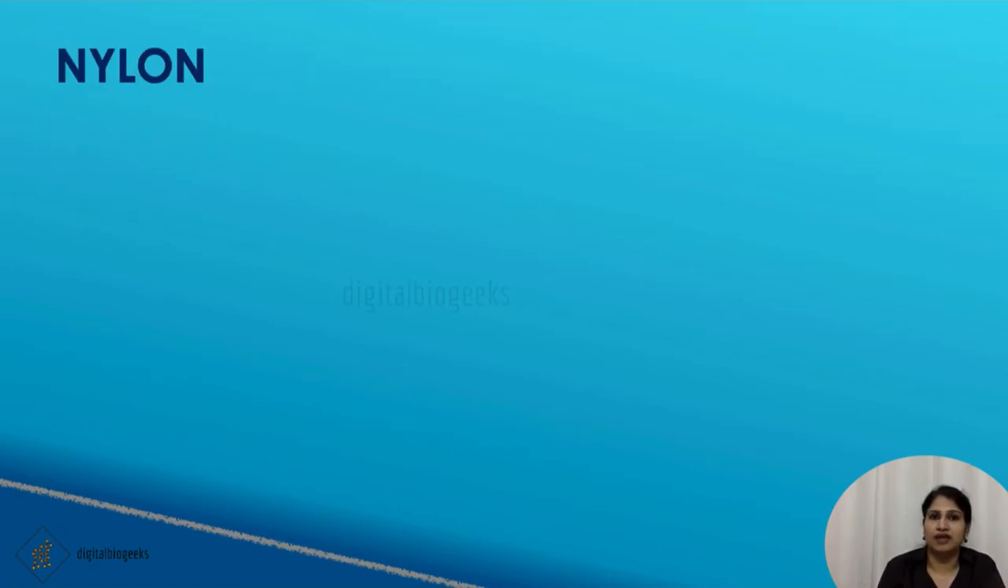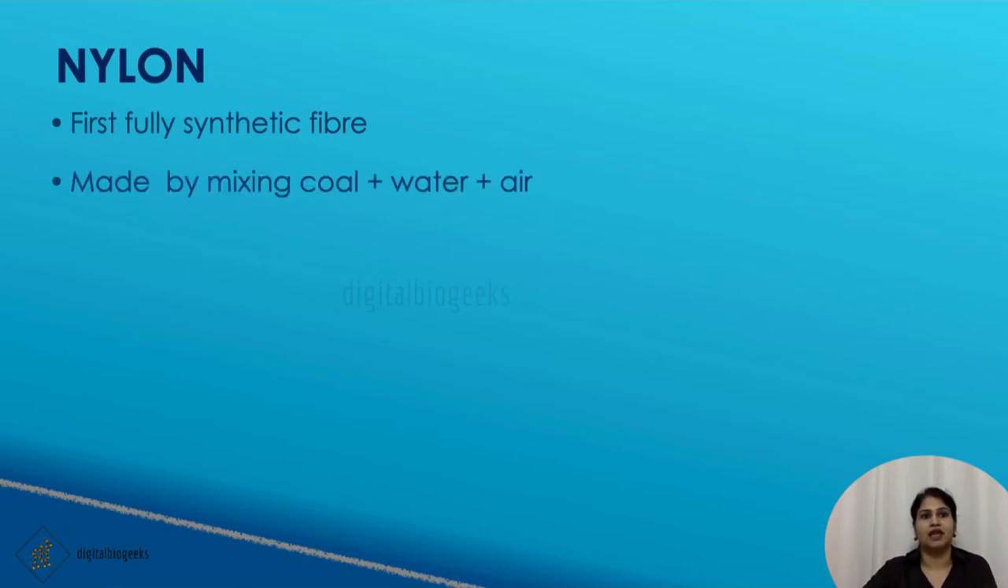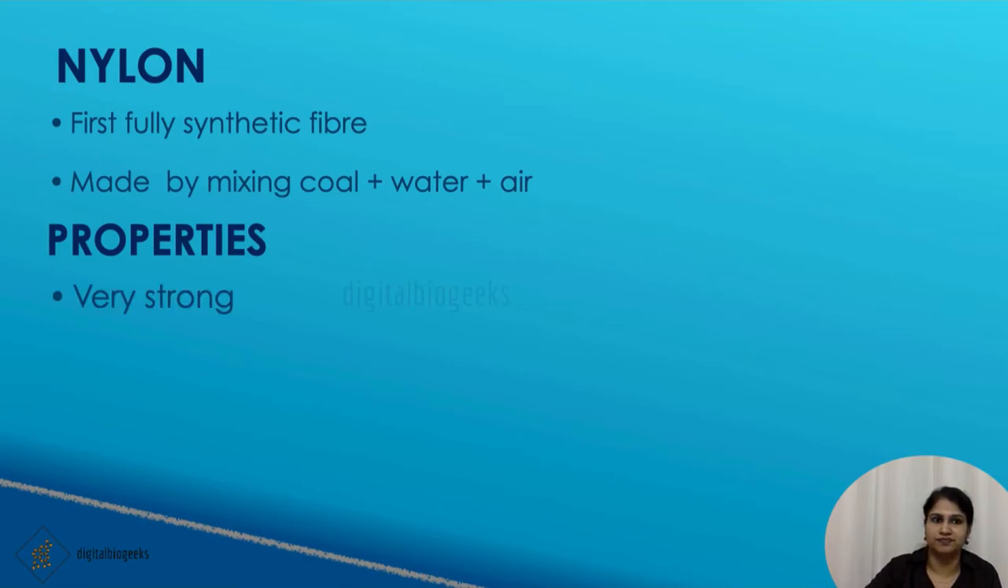Let's move on to nylon. Nylon is the first fully synthetic fiber. We just saw that rayon is made from wood pulp and then undergoes many chemical treatments, so it's half man-made. Nylon is the first synthetic fiber fully made by man. It is made by mixing coal plus water plus air.